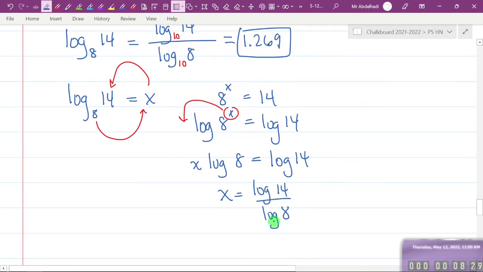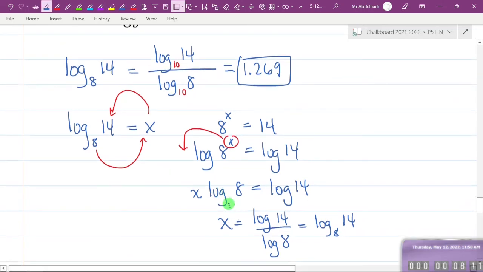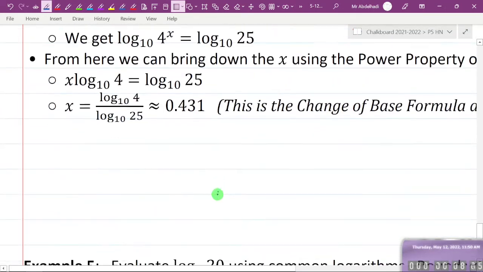Now, what did I start with? I started with x being this thing here, right? So I've just proven that log base 8 of 14 is the same thing as that. And I've proven the change of base theorem, because the truth is I can do this with any set of numbers and it still works. So the change of base theorem does work, okay? And the way to prove it is what I just did here. So it does work, and now we can use it for some stuff, okay?